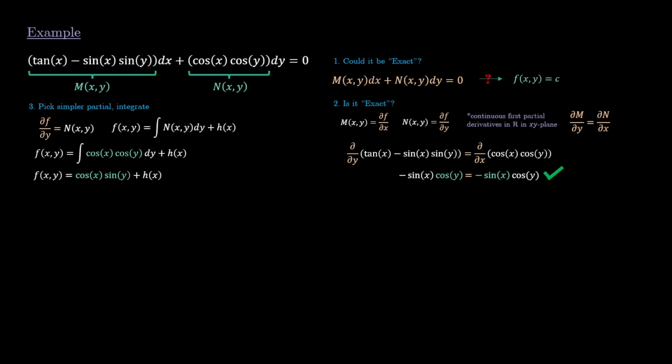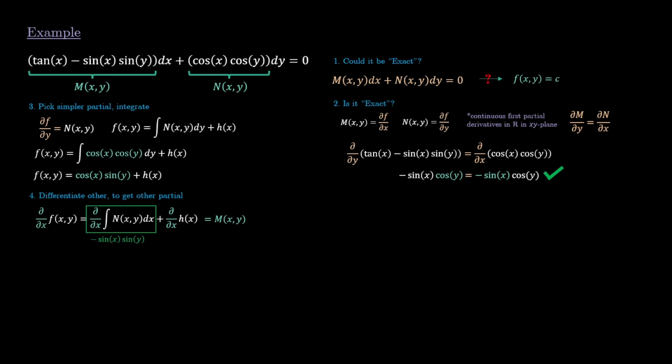Now the next step is we want to differentiate to get the other partial. What we precisely mean is we want to differentiate with respect to the other variable. So in this case, we differentiate with respect to x. And in doing so, we should get M, because df/dx equals M. Now, we just solved for this integral right here, and it came out to be cosine x sine y. So then this shall become negative sine x sine y. And then this shall become h prime of x in short.